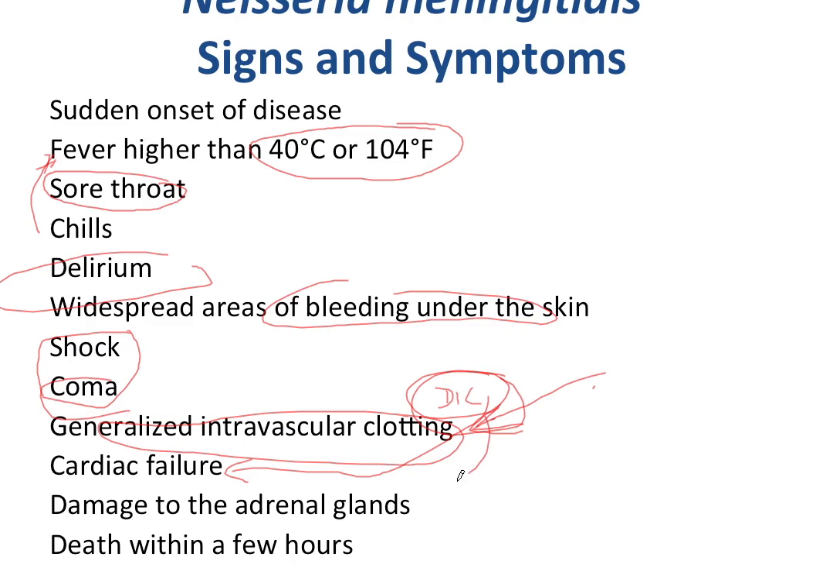DIC can also damage the adrenal glands, so the patient will have acute stress syndrome, okay. The steroid level will decline. Actually, when a patient has DIC, they can die very quickly, within just a few hours. So this means this disease is very severe and horrible, okay.